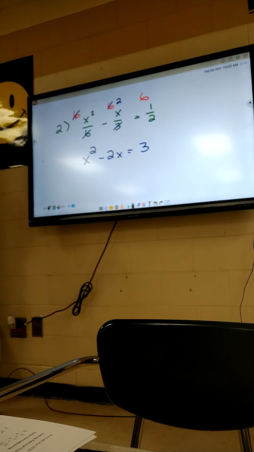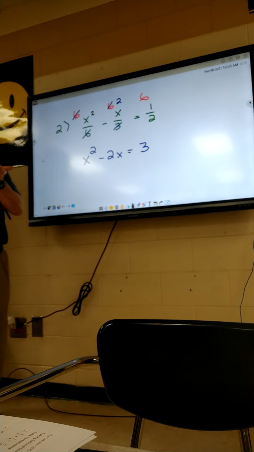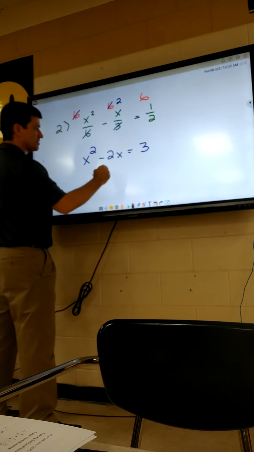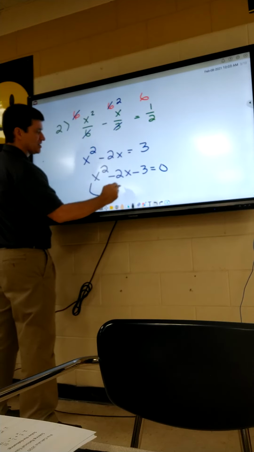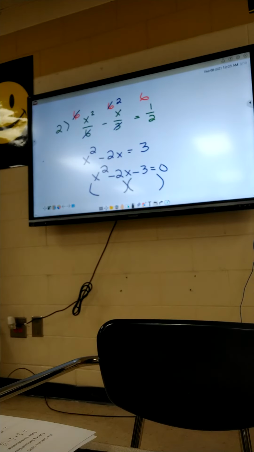All right, now this is a different type problem than number 1. This one's got an x squared, which means we're going to have to factor it out. For us to factor this out, I got to get everything on the left side, right? So it's x squared minus 2x minus 3. And now you guys will factor that just like we did last week on the test and find both answers.